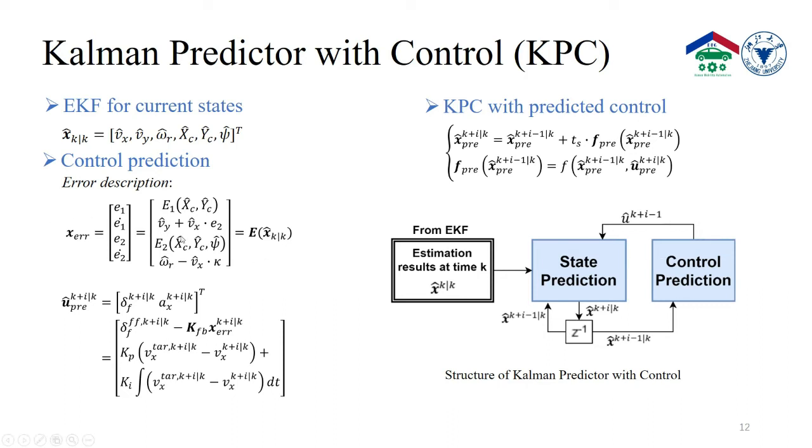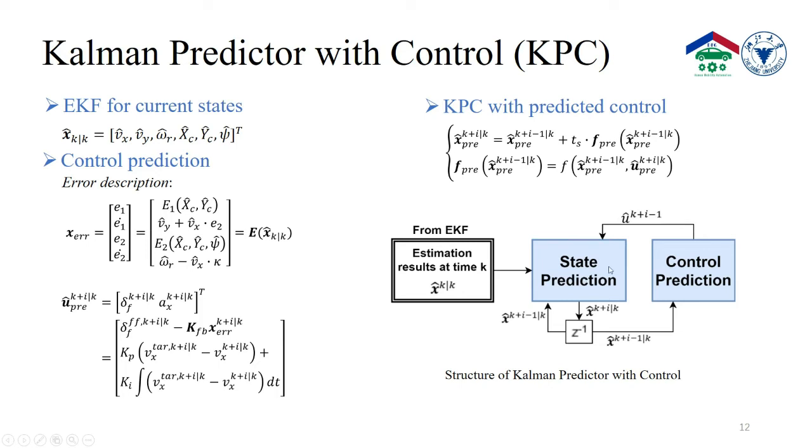We can note that the error in the error model can be described as a function of the vehicle states, which is shown as the equation of x error. Therefore, based on the control law, we can predict the future control actions, as shown in the equation of U-pre. After we get the future control prediction, we come to the Kalman predictor, which can predict future vehicle states and afterwards generate the vehicle trajectory.